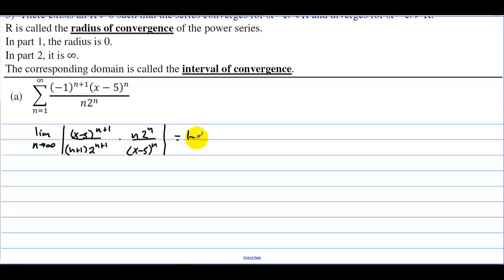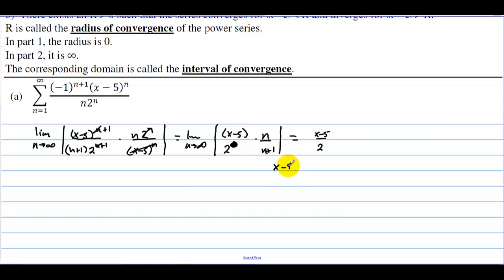And we'll have the limit as n approaches infinity. We have one extra x minus 5, so that's going to leave an x minus 5 on top. We have an extra 2 in the denominator, so over 2, and then times n over n plus 1. And as n approaches infinity, this rational function will approach 1. So we end up with x minus 5 over an extra 2. And that shouldn't be to the n. That's just one extra 2 right there.